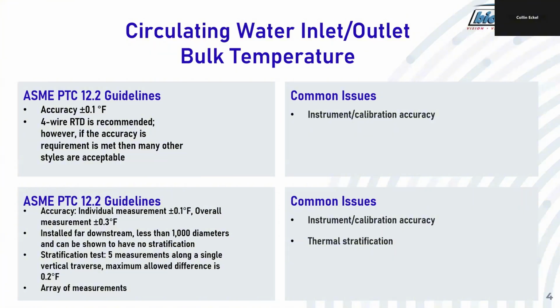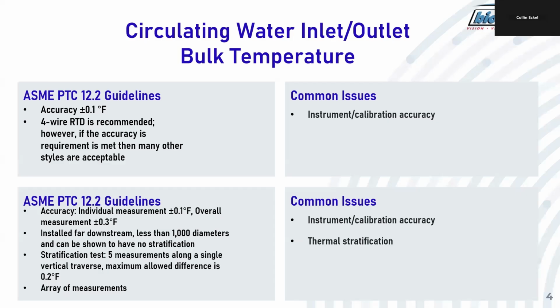There is a guideline in the test code for performing a stratification test. 5 points made on a single vertical traverse, and all 5 points must fall within a 0.2 degree Fahrenheit band. But I've come across very few condensers with an accessible downstream measurement point location that is suitable for a single point measurement. If a well-mixed downstream measurement location cannot be found, then an array of measurements should be installed at each outlet. And all of these guidelines and recommendations are just to get around the issue of thermal stratification.